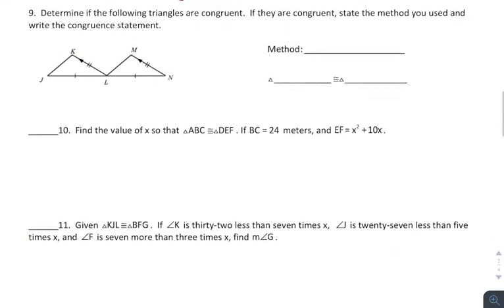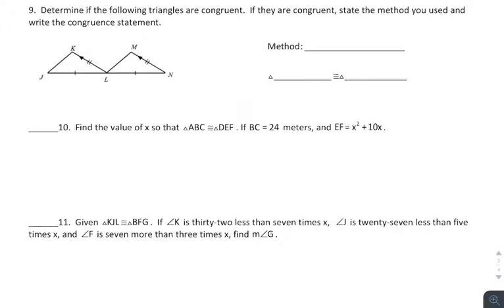All right, let's look at number 9. Number 9 says, determine if the following triangles are congruent. If they are, state the method you used and write the congruent statement. So since we have parallel lines, we can prove that some angles are congruent. So in this case, we have KL is parallel to MN. Remember, that's what those little arrows mean. So if we use that and we use this line right here, then we're going to have these corresponding angles that are congruent.